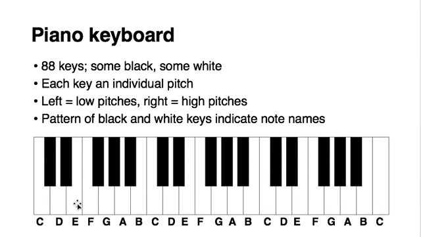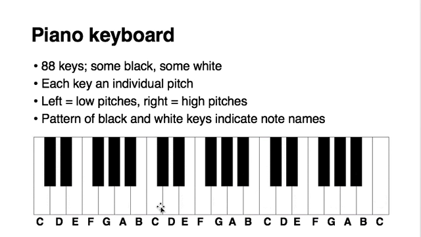The white key immediately before the group of 2 black keys is called a C. The next white key then is called D, and then E, F, G, and then we start over at A, B, and we return to C. C is an important note for many reasons. One of them is that right on the middle of the piano, we have a note called middle C. It sounds like this.